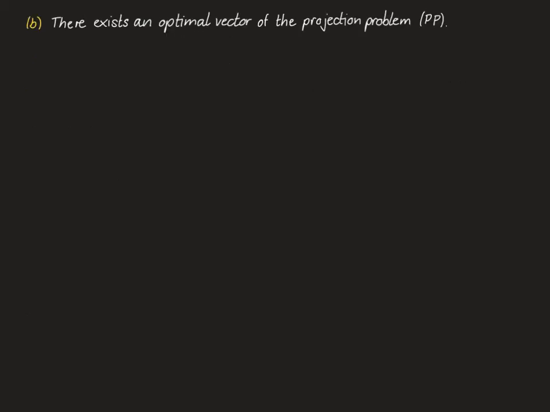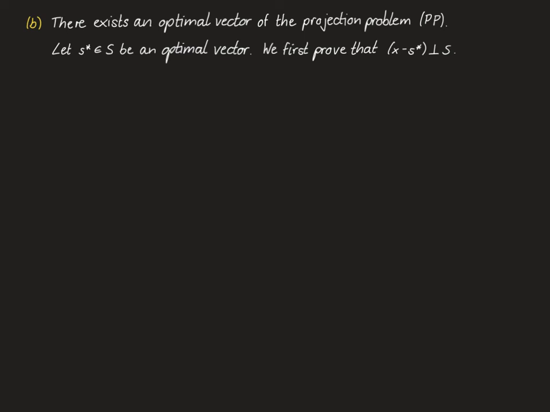Now we get to the proof of part B of the projection theorem. The assumption here is that there exists at least one optimal vector of the projection problem. And what we have to show is that a vector S star is optimal if and only if the difference x minus S star is perpendicular to the subspace, and moreover, this vector S star is unique. And we will prove this in 3 steps.